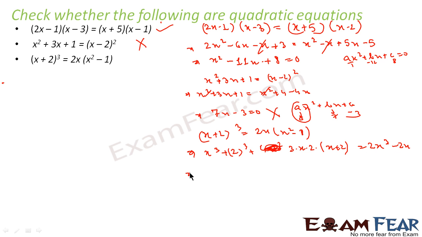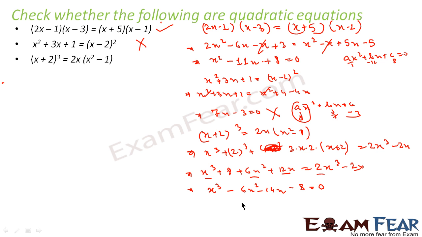Let me expand this further. This becomes x cube plus 8 plus 6x into x is nothing but 6x square plus 12x is equal to 2x cube minus 2x. So what I get is, if you put everything on this side, 2x cube minus x cube is x cube, everything I am putting this side, minus 6x square. So this part is done. Minus 2x minus 12x is minus 14x, because minus 12x if you put this side, and this is 8. If you put this side, this becomes minus 8 is equal to 0.